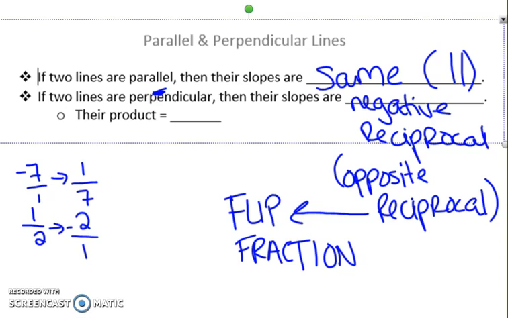Now, their product is always going to be negative 1. So if I were to multiply negative 7 times 1 over 7, and 1/2 times negative 2, I would get negative 1. Now, our symbol is going to be an upside down T. It looks perpendicular. They're meeting at a right angle. So the symbols, although they're basic, they look like what they stand for.